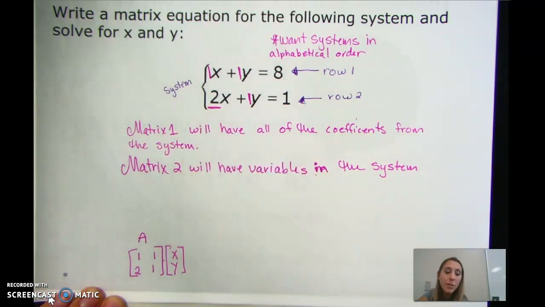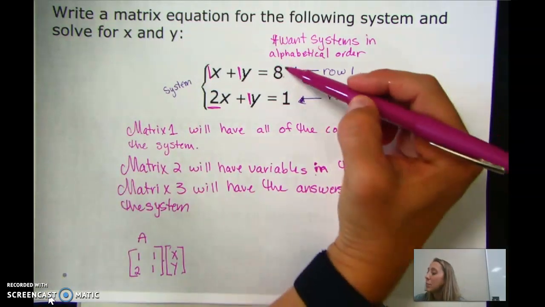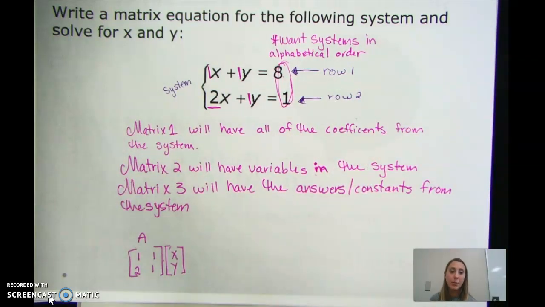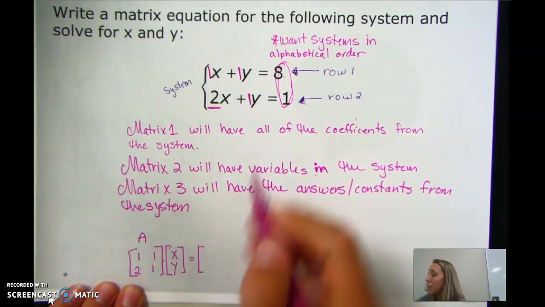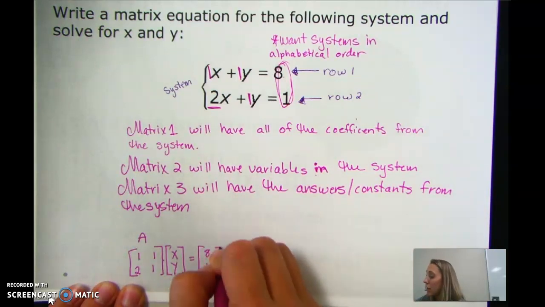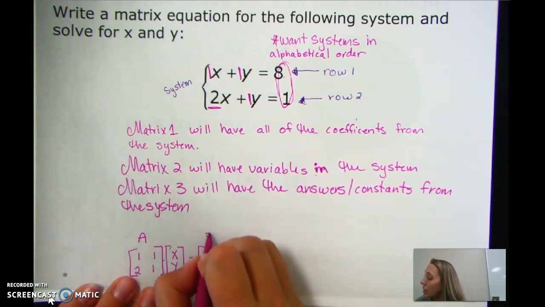Now we're going to talk about the third. So matrix 3 will have the answers or the constants from the system. So that would be these ones right here. They're the numbers without variables. So just like before, I'm going to write equals, and then I'm going to write them. Row 1 would be 8, and row 2 would be 1, just like that. And this will be our matrix B.